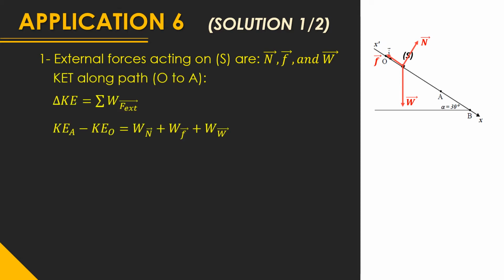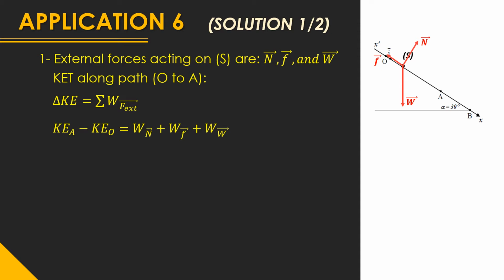Now, we specify along which path the kinetic energy theorem will be applied. Over here, it's along path O to A. So we specified the path where we're going to apply it. Delta K equals summation of work. It's obligatory, it's trivial to just write the equation as it is. Then we apply that equation accordingly.